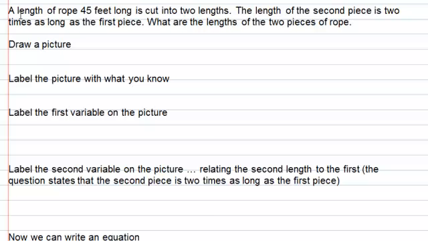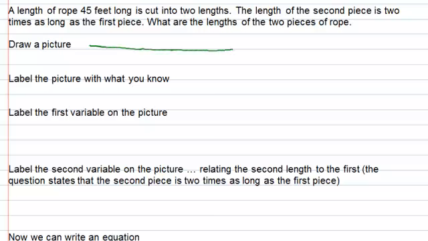Now this one is pretty basic. It says a length of rope 45 feet long is cut into two lengths. The length of the second piece is 2 times as long as the first. So the first thing that we do is always draw a picture. And this is without fail.